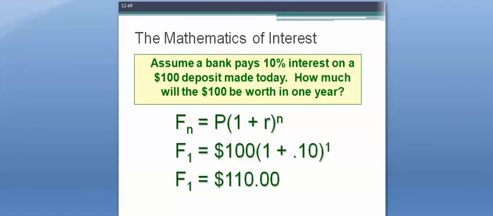So for our example, we want to know how much it will be worth in 1 year if we deposit the present value of $100 today and then earn 10% interest for 1 year. And we can see using our formula that our account would grow to $110.